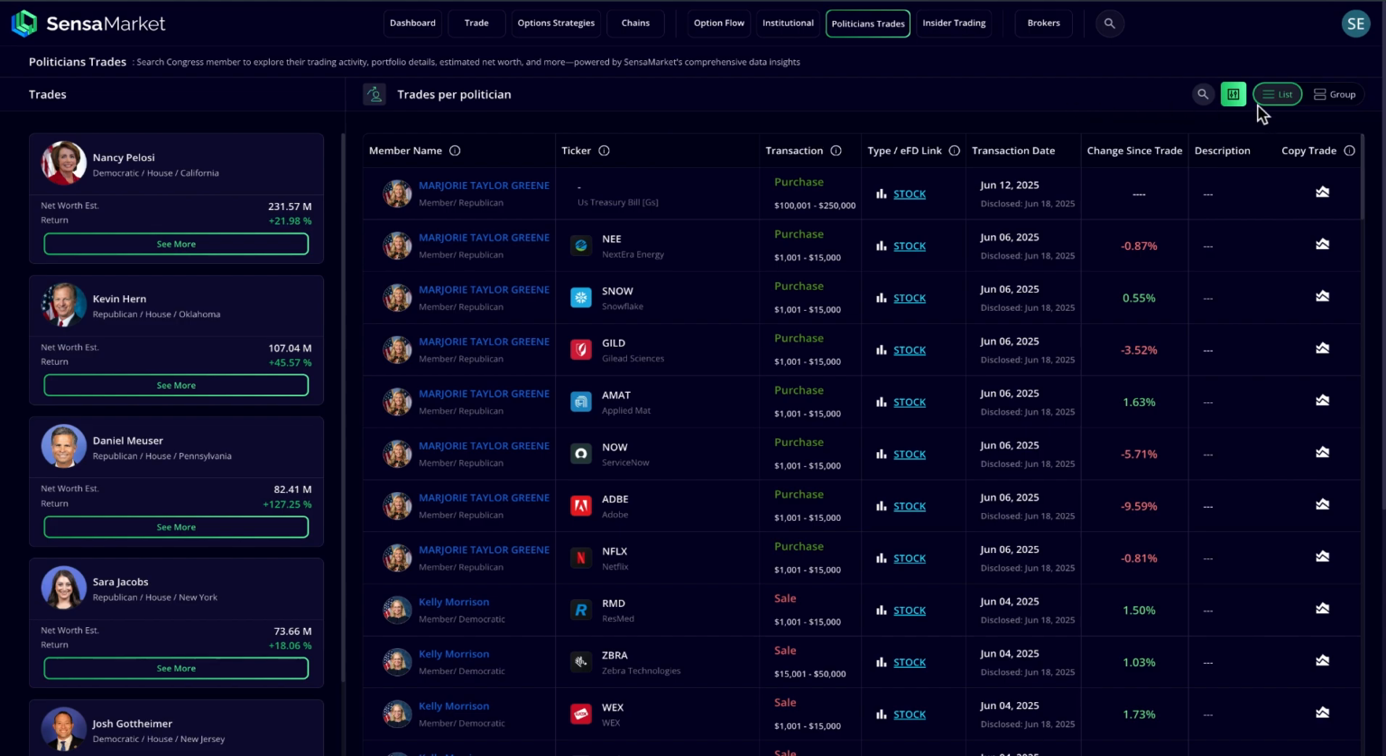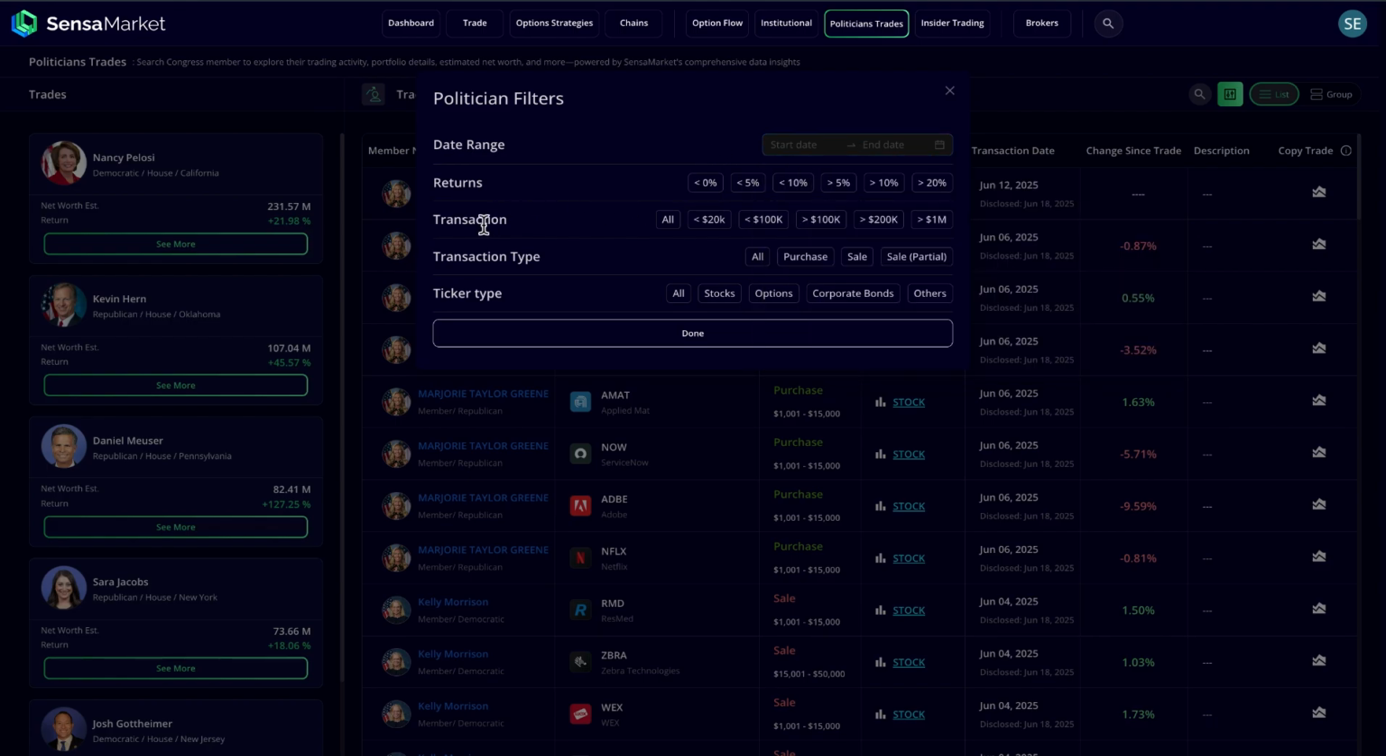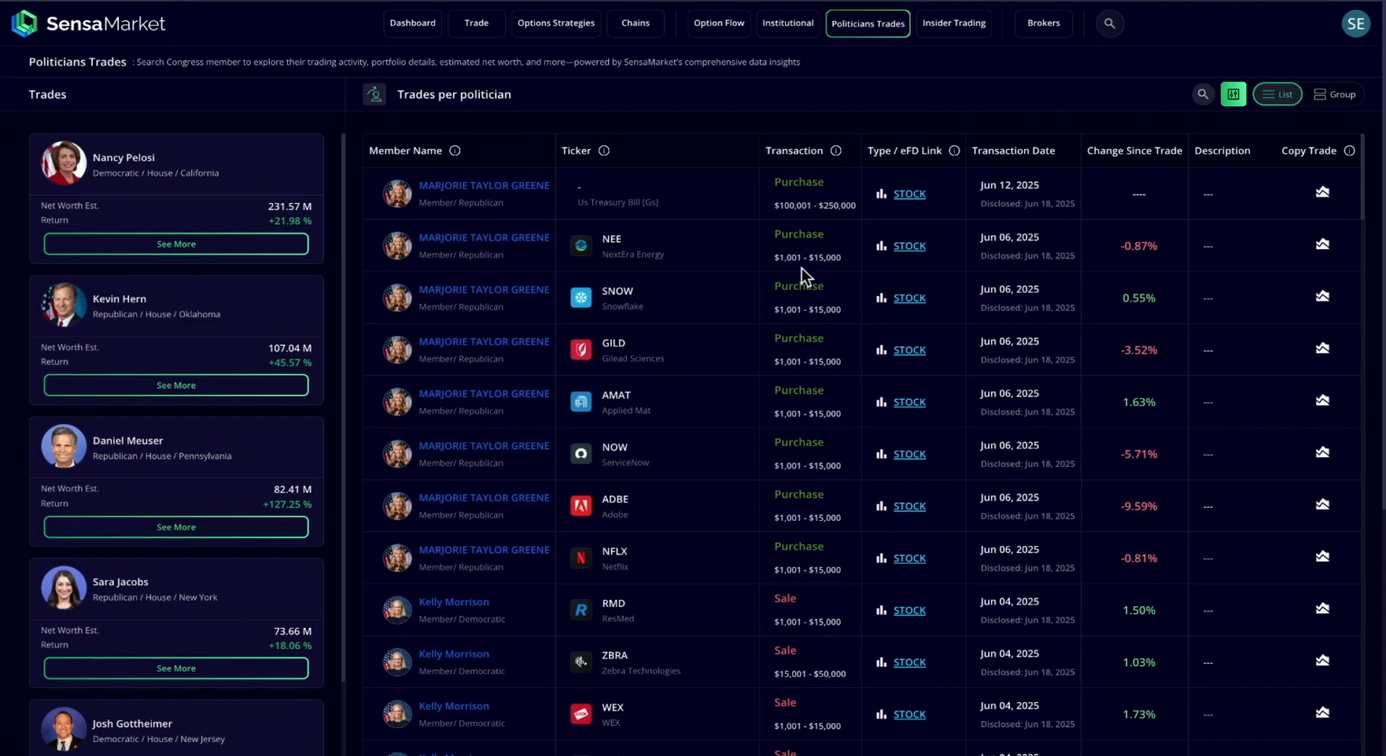Clicking the Filters button opens up a powerful menu. Here you can filter all the trades on the site by date range, the trade's returns, the transaction size, the transaction type, like purchase, sale or partial sale, and the ticker type, like stocks or options. This allows you to really narrow your focus to the most interesting trades.